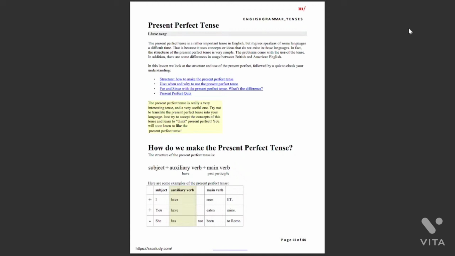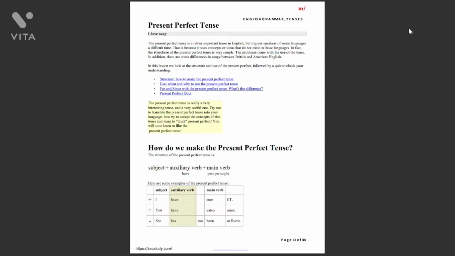Okay, so: structure, how to make the present perfect tense; and use, when and why to use the present perfect tense; for and since with the present perfect tense, what's the difference; and a present perfect quiz. So these are the topics I'm going to cover now.